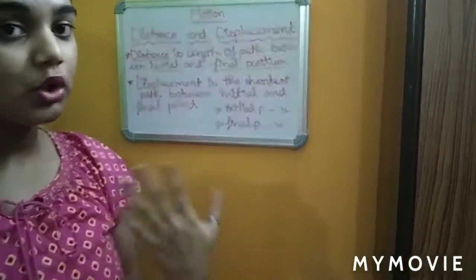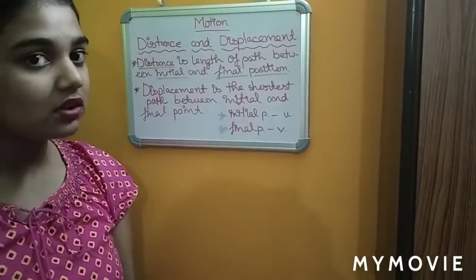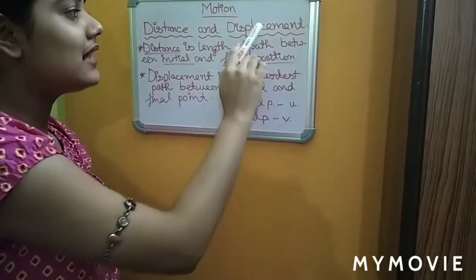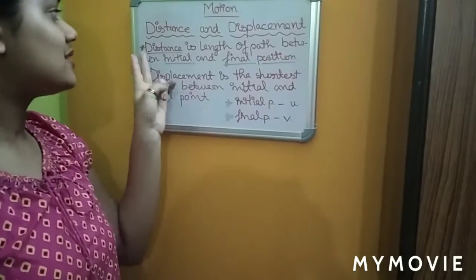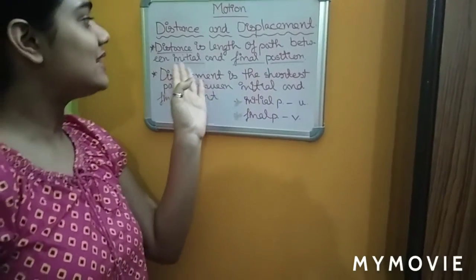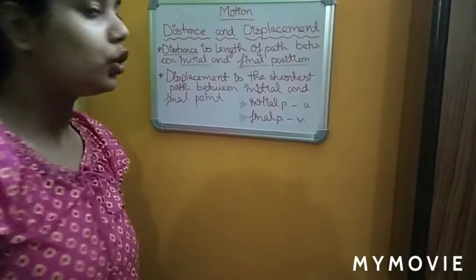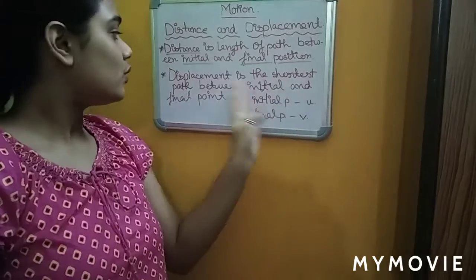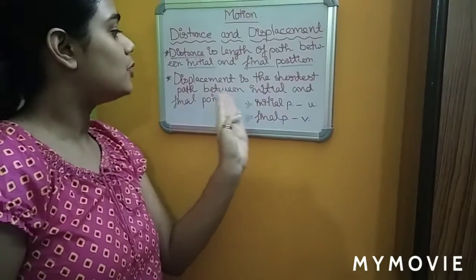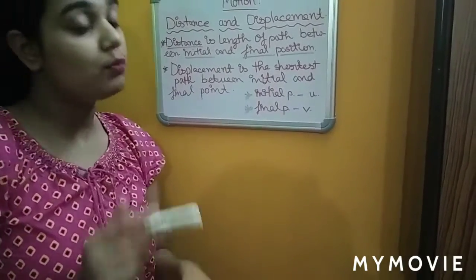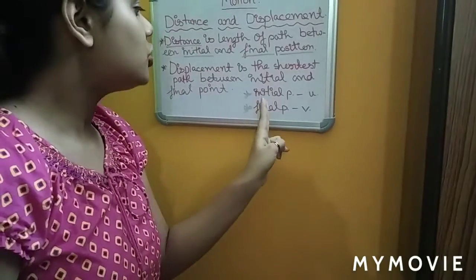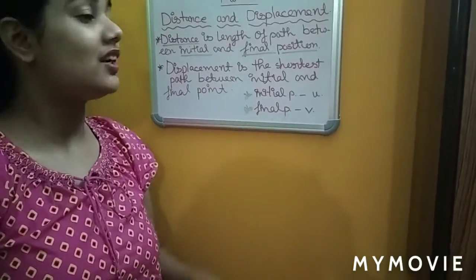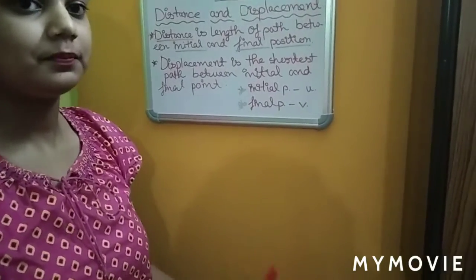So now we are going to learn about two very important and interesting topics in the motion chapter. They are distance and displacement. So what is distance? Distance is the length of the path between initial and final position. Don't worry, I'll explain everything in the next video. And what is displacement? Displacement is the shortest path between initial and final point. One more thing, the initial position you can write as small u, and the final position you can write as small v.